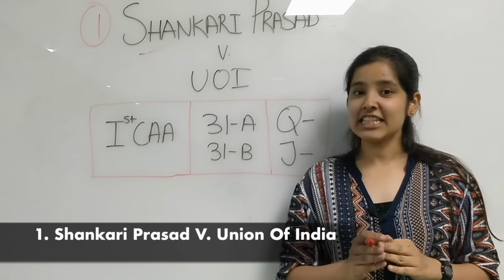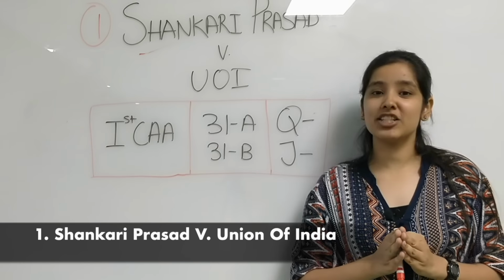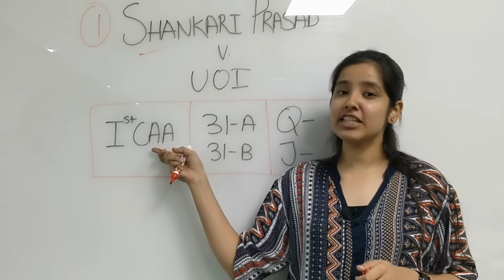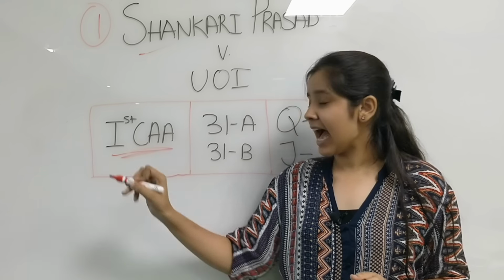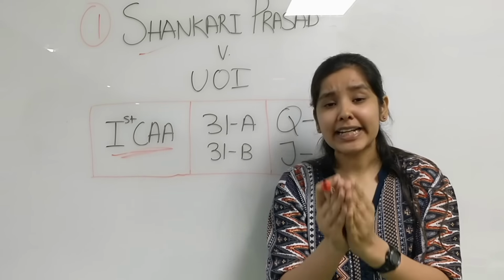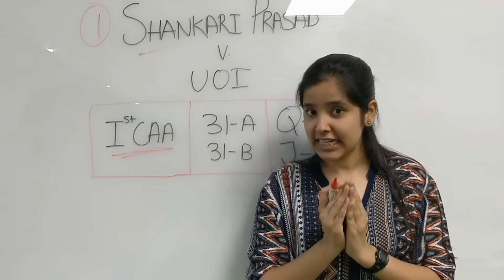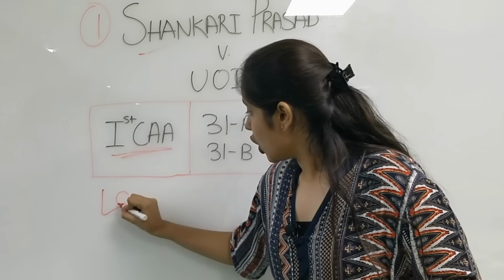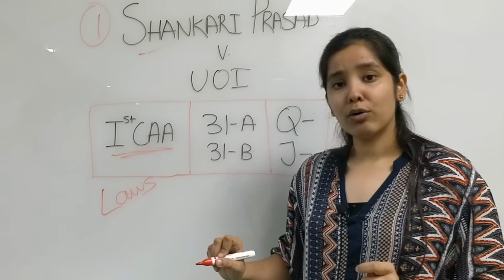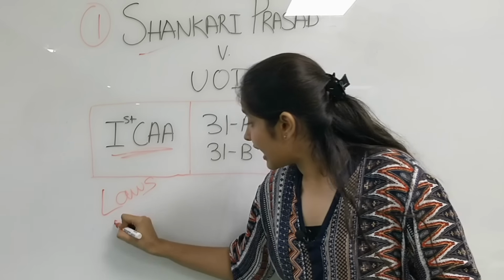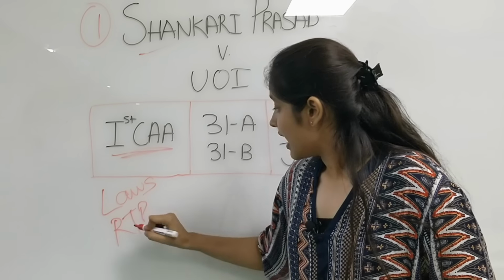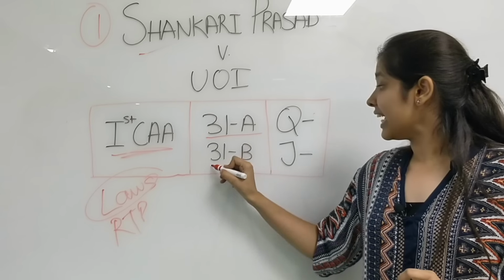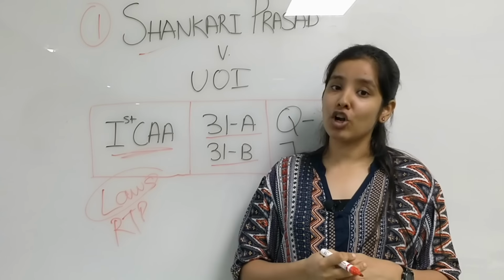Now the first case in this discussion is the Shankari Prasad versus Union of India. The first Constitutional Amendment Act was challenged in this case. Now the first Amendment Act, amongst other things, is widely known for the abolition of zamindari system. So what happened in this Amendment Act was, there were certain laws that were brought about which were curtailing the right to property. And in order to protect those laws, Article 31A and 31B were inserted in the Constitution.